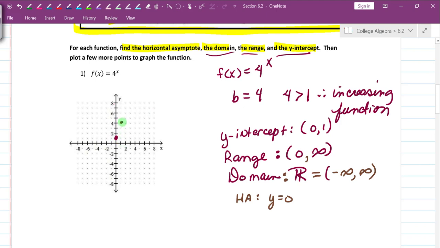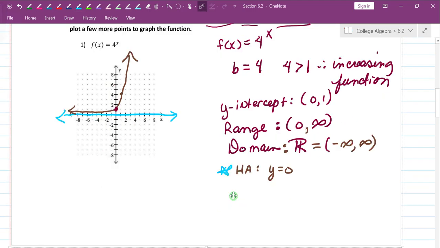So (0, 1), and if I let x equal 1, my y would then equal 4, so (1, 4), and you can see that it climbs very quickly. That's why it's called an exponential function. And our asymptote is right there. Okay, so we have done everything that it's asked us to do. Let's go on to the next problem.